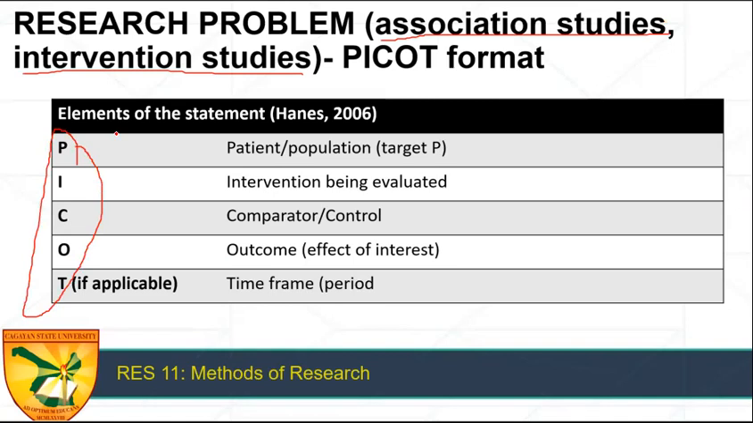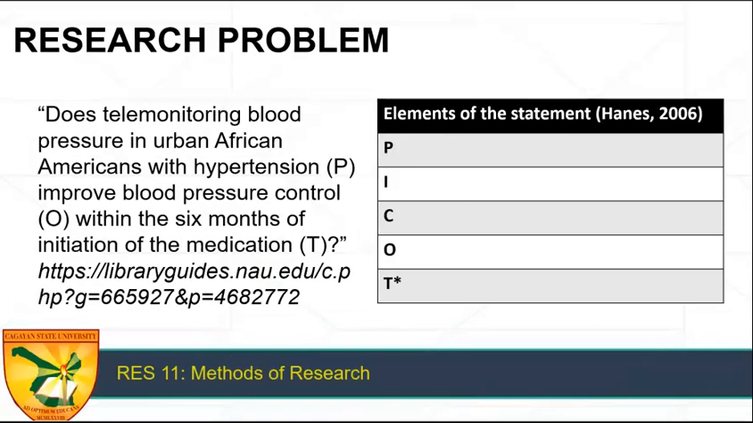So elements of a research problem. P stands for patient or population. I for intervention being evaluated. C for comparator or control. And O for outcome or effect of interest. And T, if applicable only, this is a time period. So again, PICOT, only for association or intervention studies.